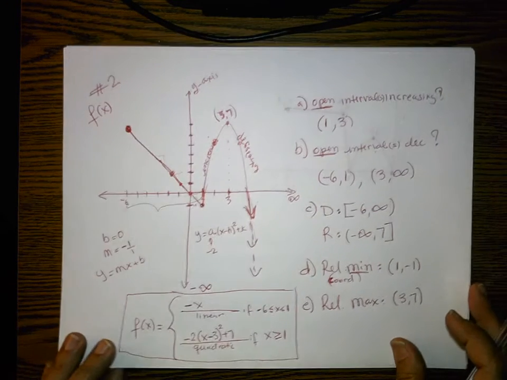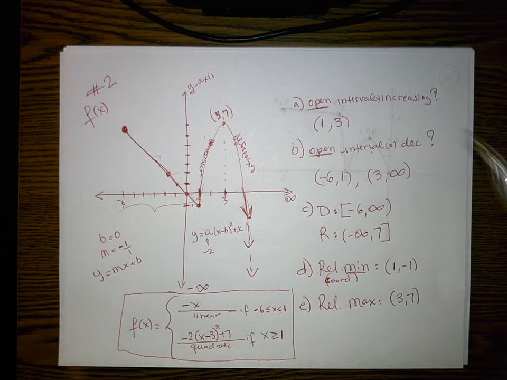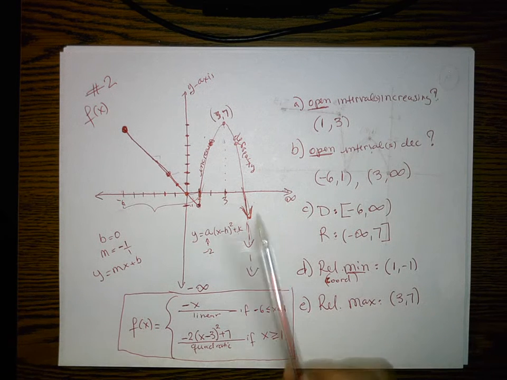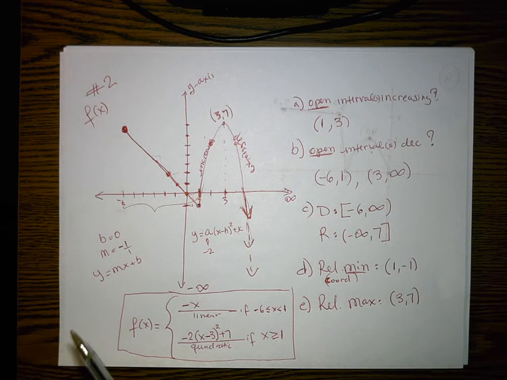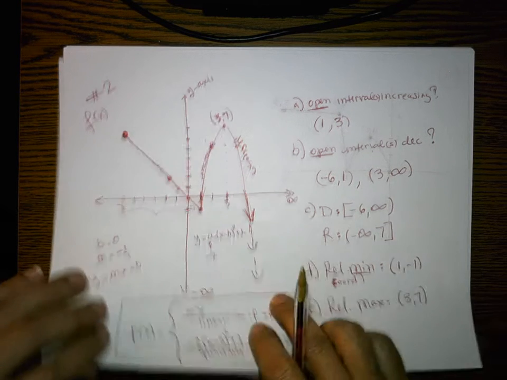Here's all the analysis we did on this graph. Where is it increasing? Where is it decreasing? Where do we have a maximum? Where do we have a minimum? This is what we would like to be able to do, analyzing a piecewise function. Okay? All right? Let's do number 4.